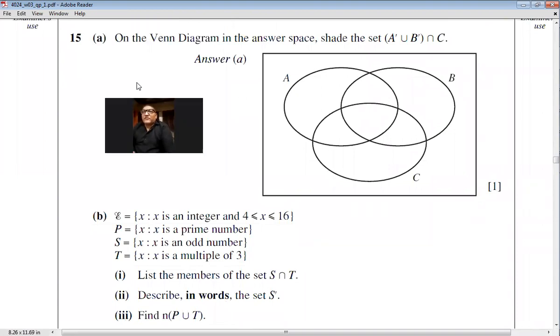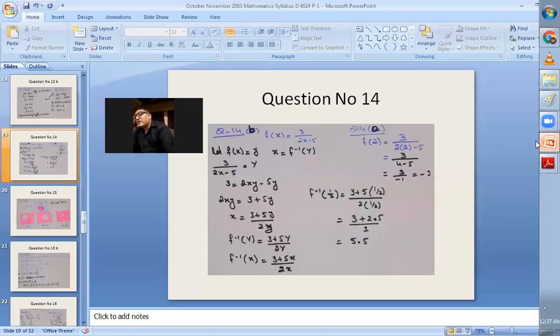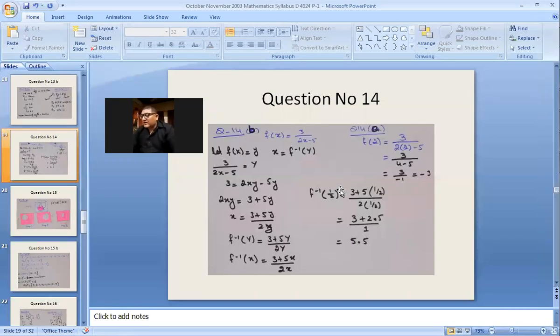So question number 15, the first part is showing on your screen on the Venn diagram. On the Venn diagram in the answer space, shade the set A complement union B complement intersection C. We have to shade it. It's a little tricky question. So I have done this on a paper. Let me show you my work. And here we go.